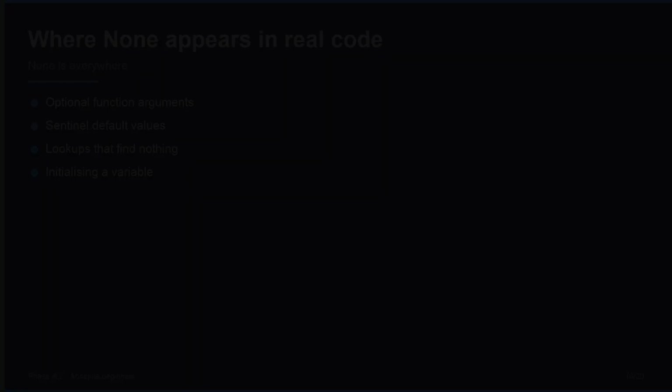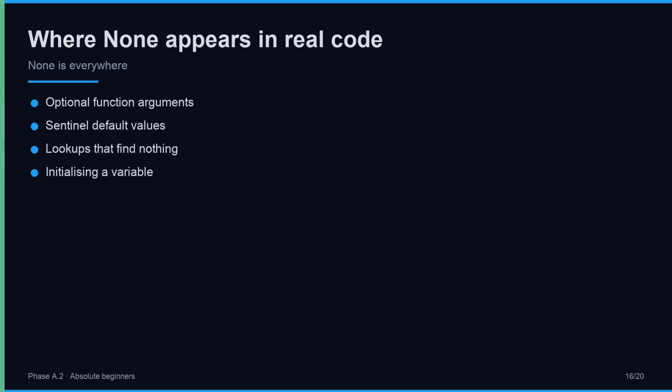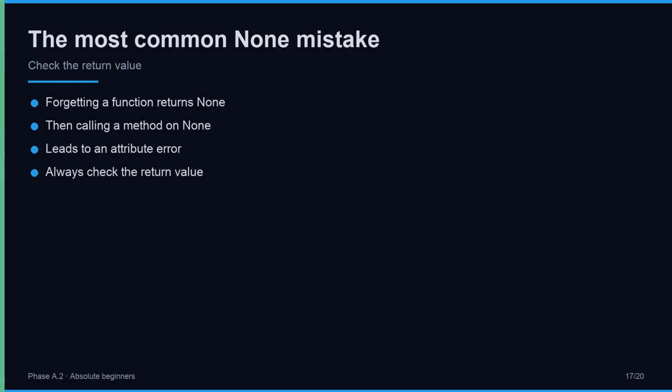Identity over equality. Where does None show up in real code? In optional function arguments, where a parameter defaults to None meaning the caller did not provide it. In lookups, where searching for a key that does not exist returns None rather than crashing. In variable initialization, where you create a name now and fill in a real value later. And in sentinels, where None marks not yet set. None is everywhere once you start looking, and it is always signaling the same honest idea, no value here right now.